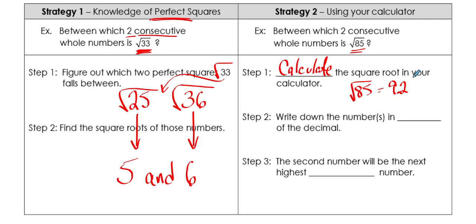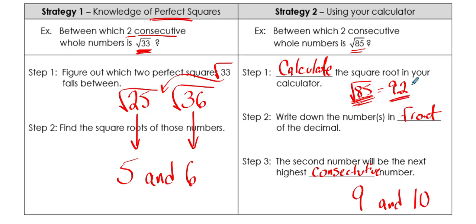So to figure out what that's in between, you write down the number in front of the decimal, which here is just 9. The second number is the next highest consecutive number. It's just the next number. That is a mathy way to say consecutive. Sorry, my pen is lagging right now, but that is a mathy way to say just the next number, 9 and 10. So the square root of 85 is somewhere in between 9 and 10 because it's 9.2. It's a little bit bigger than 9, a little bit smaller than 10.